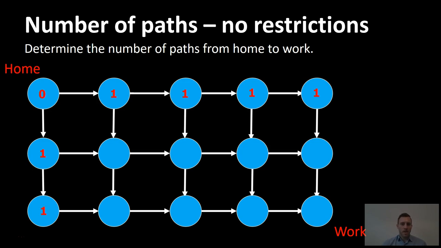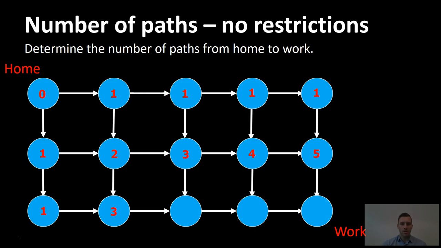Then we move down and in. At each successive node, we add the number of paths from the previous nodes which lead to that node. So we move down and in, and there's 2 paths to that node. And then we get 3 paths to that node. Now we're moving across, and we get 1 from above, 3 from the left. So we get 4 possible paths, and then 5.